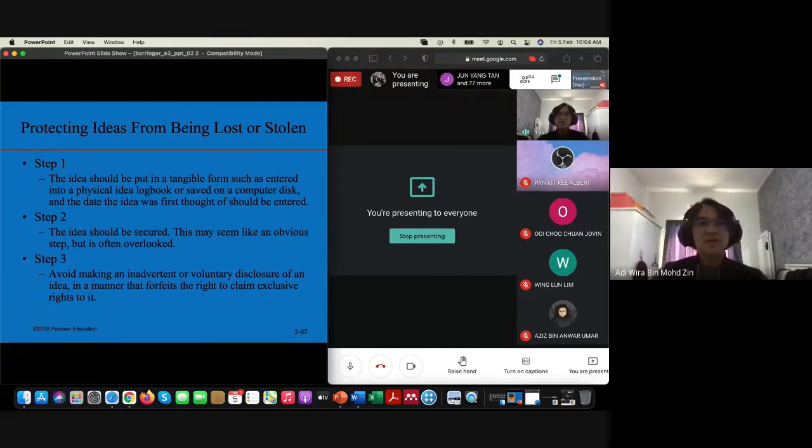So these are the steps and methods in protecting the ideas from being stolen. Of course you need to put it in tangible form, in a logbook and so on and so forth. And of course, you need to protect it. If you put it in your Microsoft Word, for instance, you have to protect it, put a password and so on, just like your phone. You have to protect it with all this password.